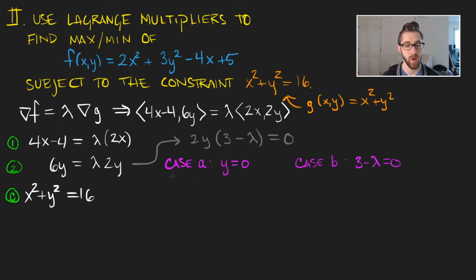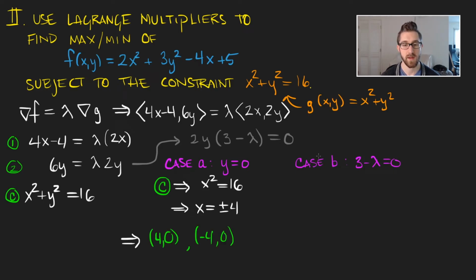So in the first case where y is equal to 0, we can go straight to our constraint equation, which tells us that x squared plus 0 is equal to 16, so x squared equals 16. And so x is positive or negative 4. And we found x and y. Remember, we don't need to figure out what lambda is in this case. So the candidate points that we get from this case are (4, 0) and (negative 4, 0).